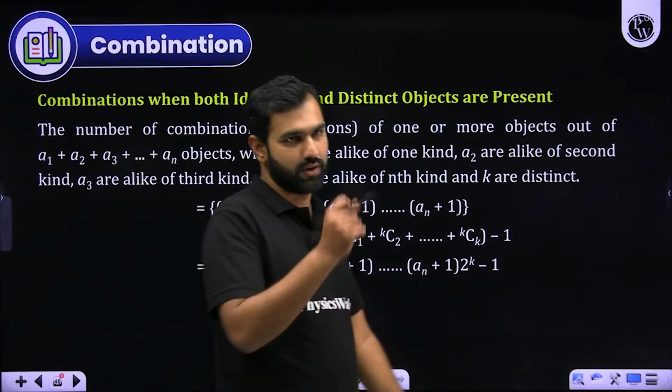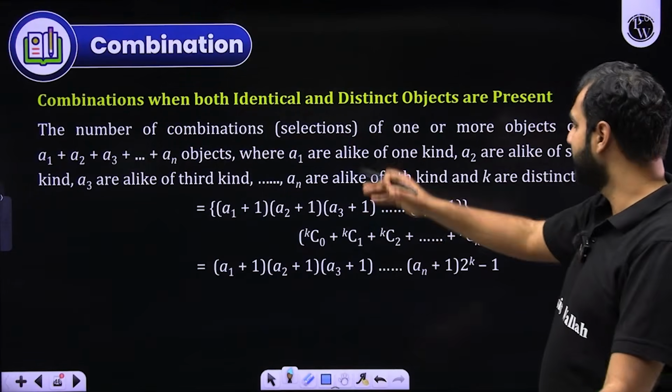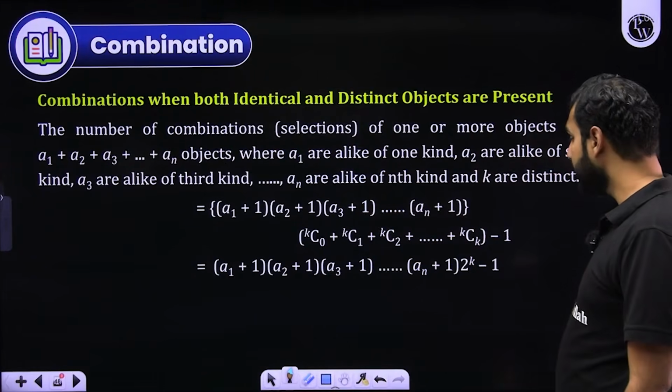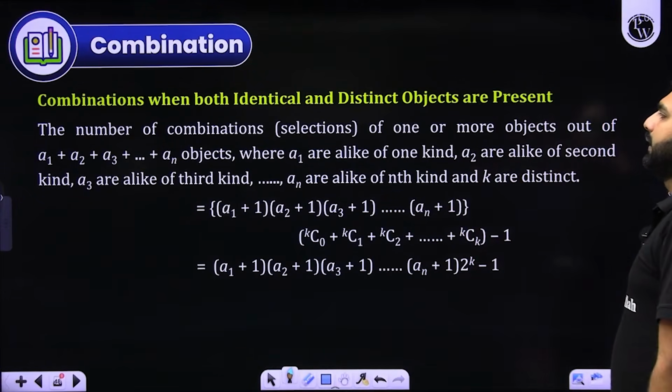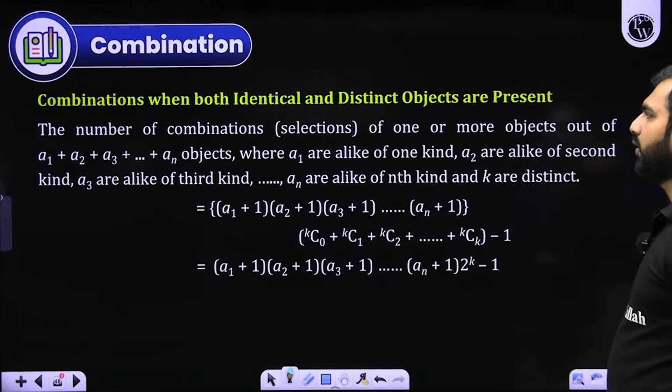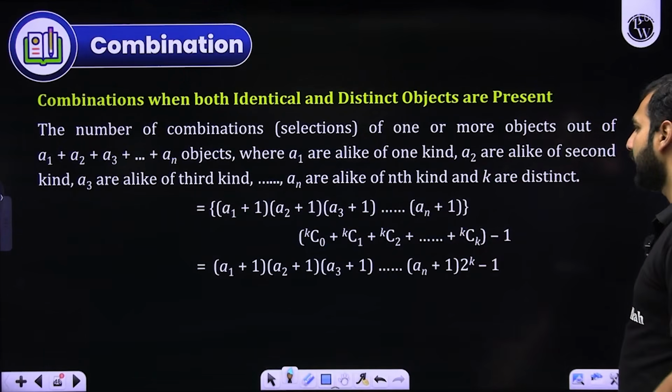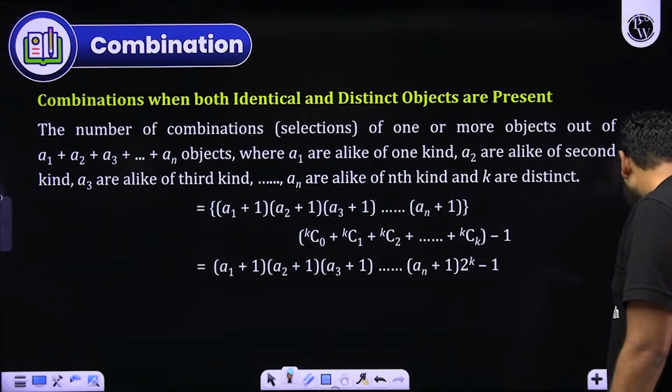Just understand the logic. Just remember the logic. This is again the same case. For example, let me try and tell you this formula through an example only. Let's say I have a certain number of objects. Out of them, certain objects are alike and others are not alike. I'll take an example here as well.